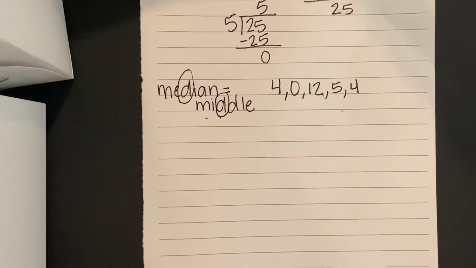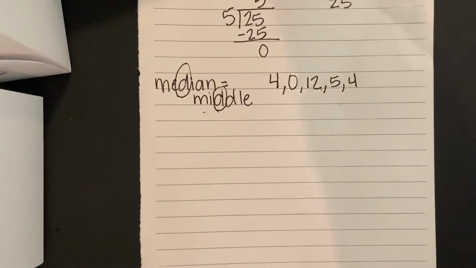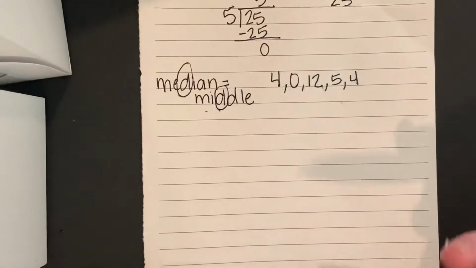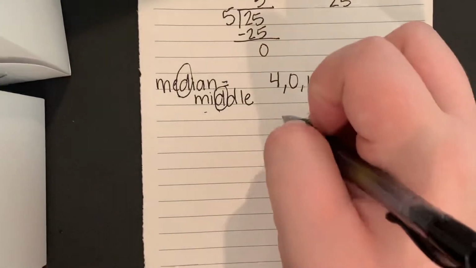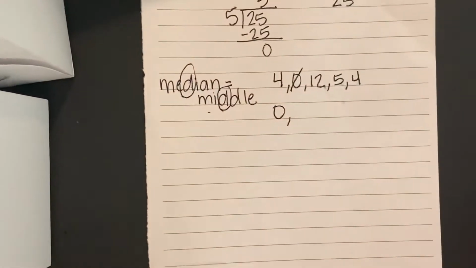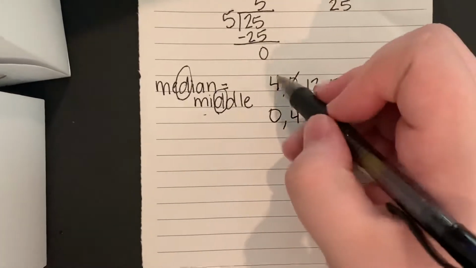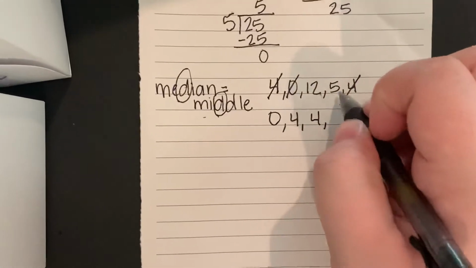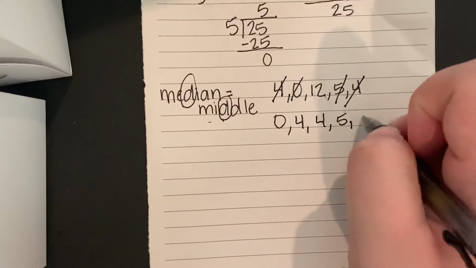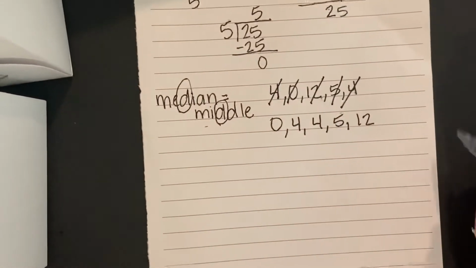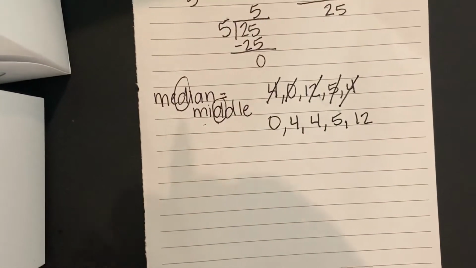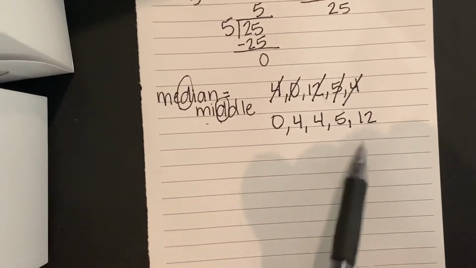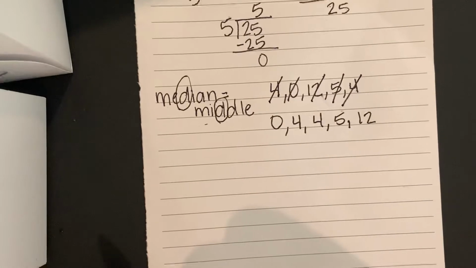So the start to finding that middlest number is going to be to order these least to greatest. And when I do this, I always kind of cross out as I go so I don't get confused. So I'm going to go 0. My next smallest would be 4. And then 4 again, 5 and 12. Okay, the reason we kind of cross off is just to keep us from repeating numbers or leaving numbers off. So now I have these in least to greatest order.